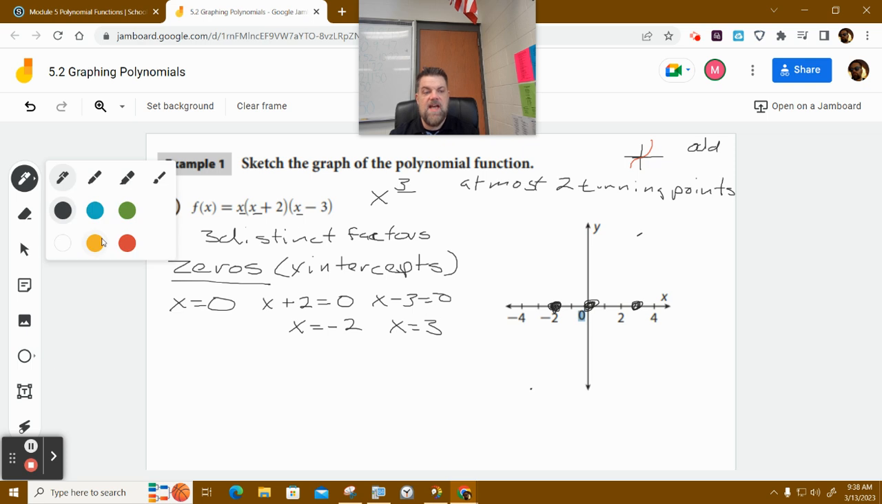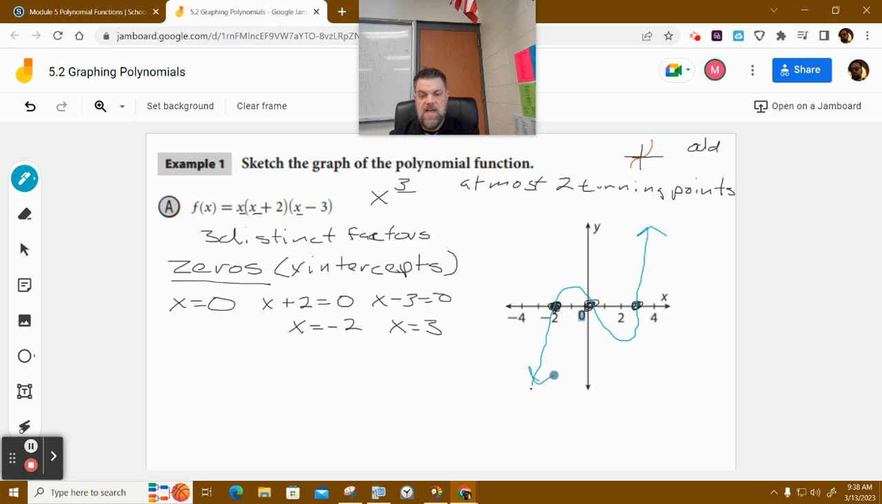Now, based on that, I should be able to loosely identify that this will probably do something like this. That's a sketch. It's not perfect. Okay?